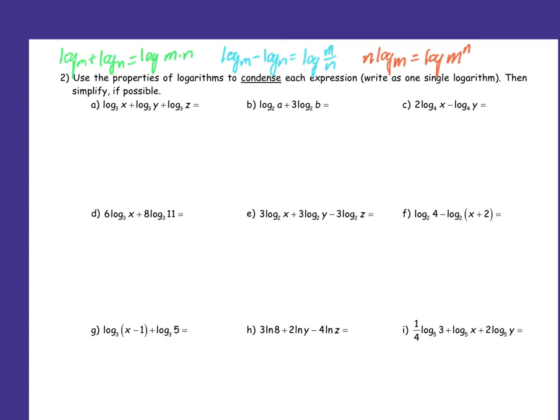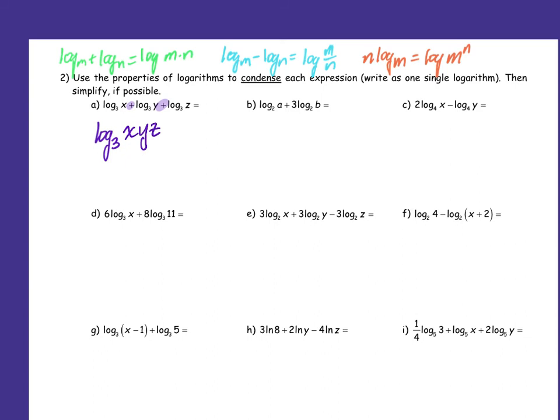So I'm going to go ahead and bring them back down to one log. So that means I'm going to have log base 3. I'm only going to have one log. And then I've got a plus and a plus. That means times. And there are no exponents, notice. There's no numbers in front. So it's just going to be x times y times z. Done. That's it.